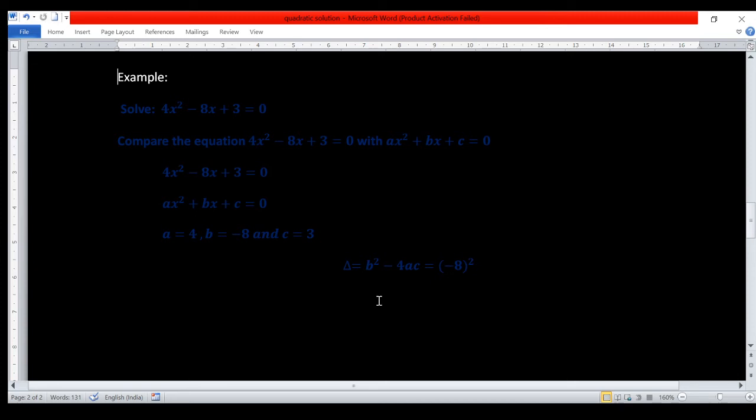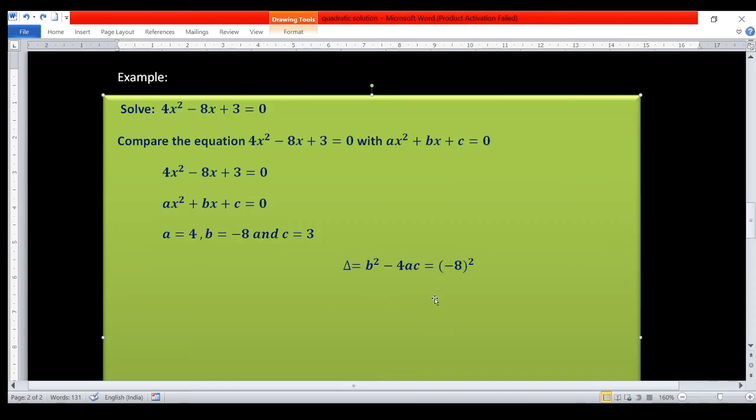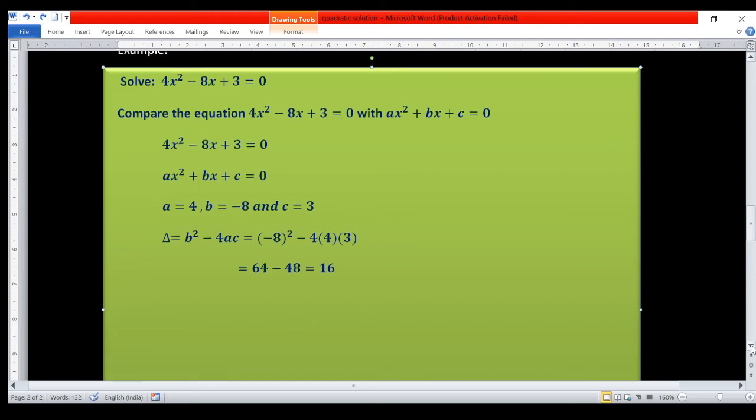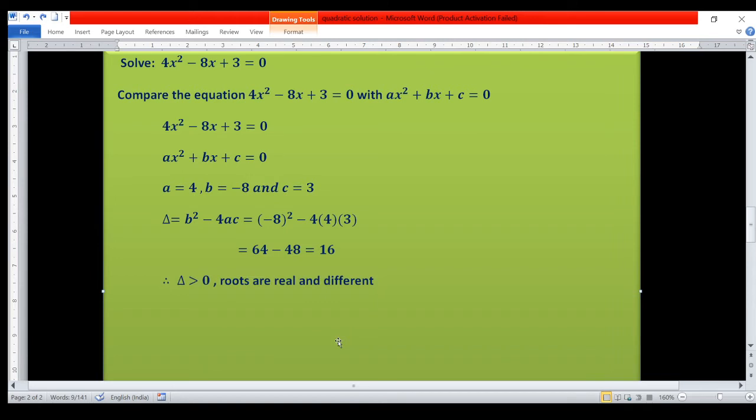So first we will find this number. Minus 8 the whole square. B value is minus 8. Minus 8 the whole square, minus 4. A value is 4. C value is 3. So next step, 8 square is 64. 4 4s are 16. 16 into 3 is 48. Therefore the difference is 16. Therefore the discriminant is greater than 0. Therefore I can say the equation has real roots. The roots are real but different.